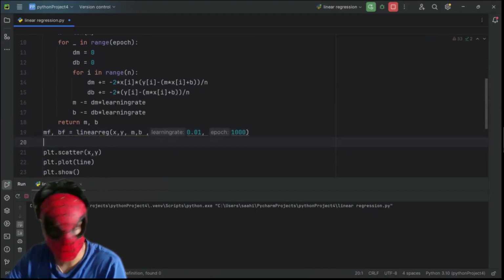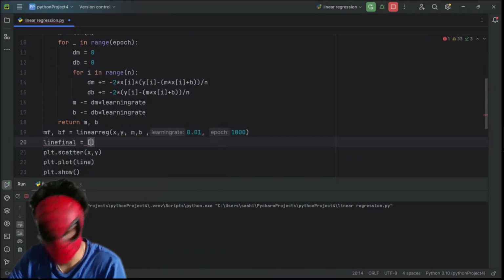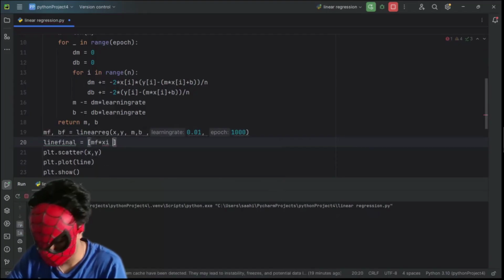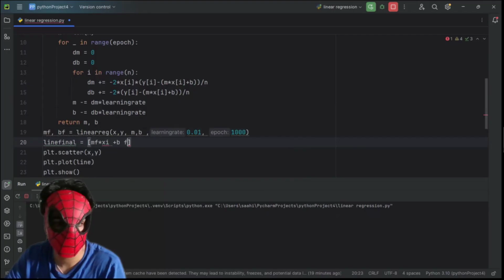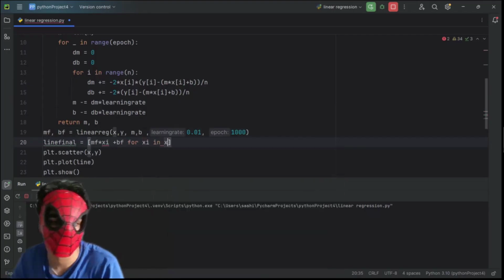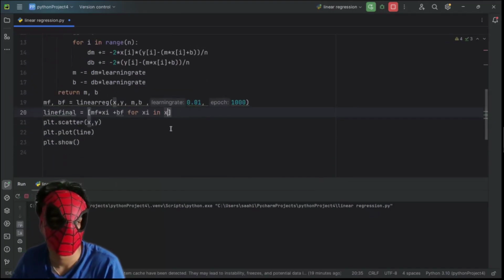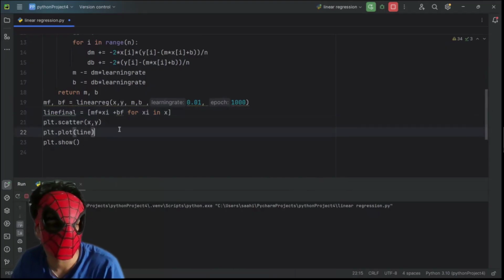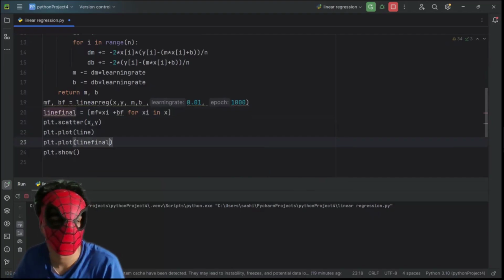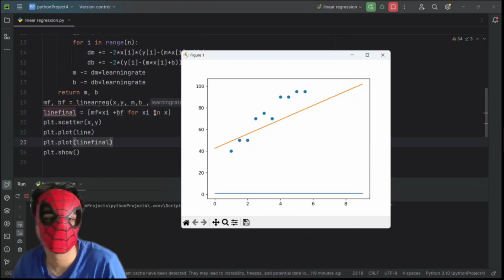Okay, now let's plot this line. So let's call this line_final, equal to the slope times x plus b, similar to how I got the points for this line here. And I'll just plot it now: plt.plot line_final. And wow, we have our line of best fit.